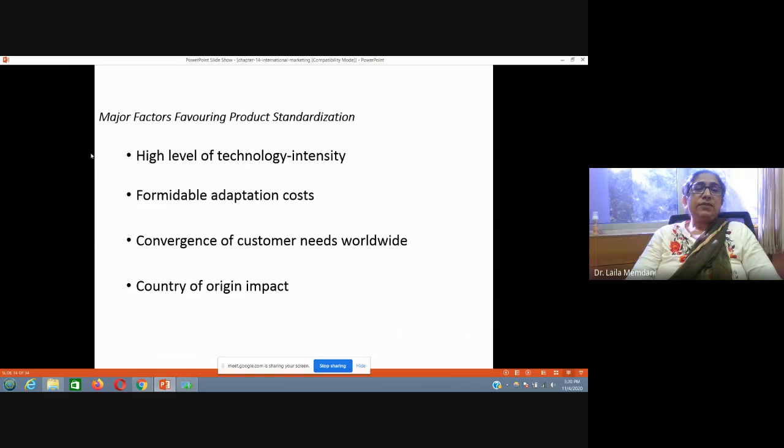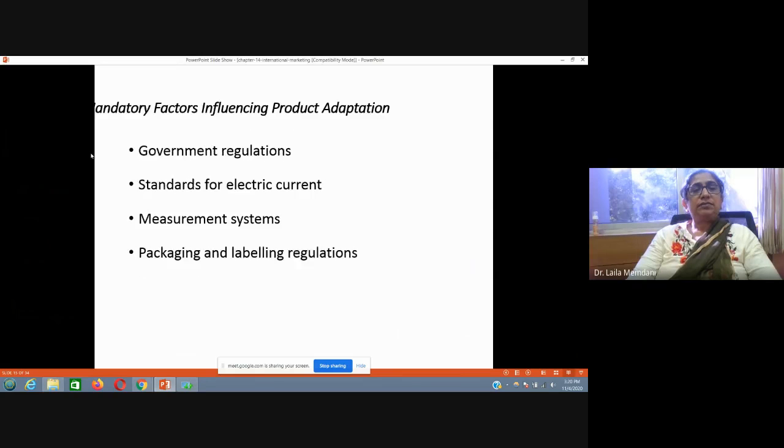Major factors which influence product standardization are the level of technology. If there is a high level of technology, then product standardization is preferred. Formidable adaptation cost: if adaptation costs are very high, then companies may not go for adaptation. Convergence of customers' needs worldwide. Worldwide, customers' needs are converging. People want the same goods which are being used in the Western countries. Then there is no point in adaptation. And the last one is country of origin impact.